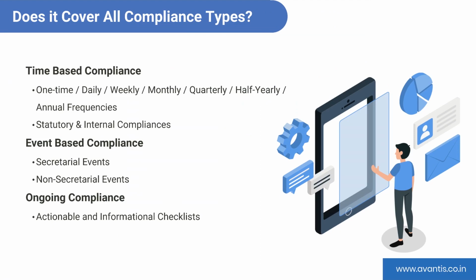Unlike time-based compliances which have a frequency, event-based compliances get triggered when you activate an event. Now, there are 2 kinds of events. We'll quickly walk you through them. There are secretarial events, which are MCA and SEBI related events, and there are non-secretarial events, which are others, and I'll give you an example. So let's first talk about secretarial events.